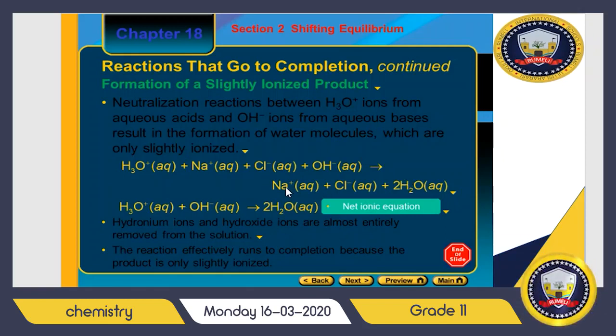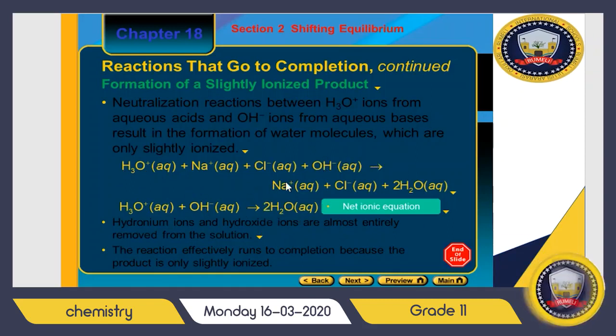Here sodium is present on the right side and left side, so they will cancel each other. Chloride is present on the right side and left side, so they cancel each other. So you can write the net ionic equation. Yes, hydronium ion plus hydroxide ion to produce what?